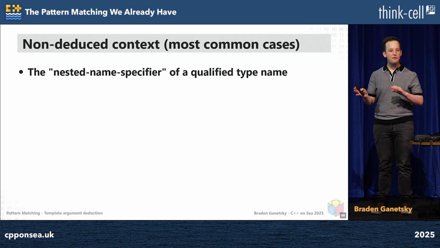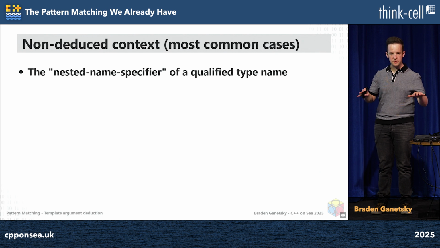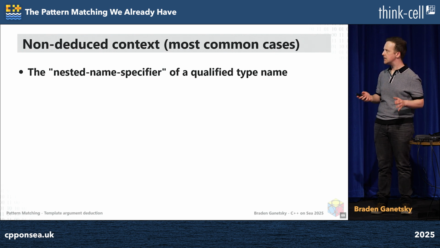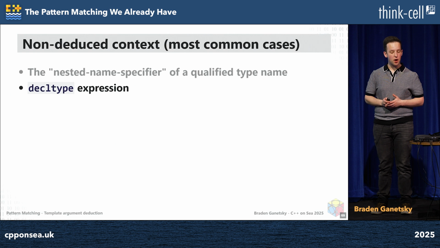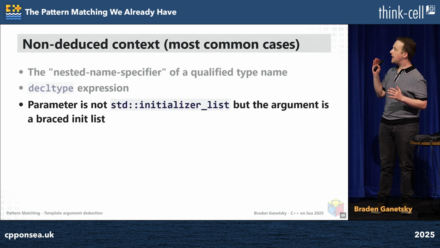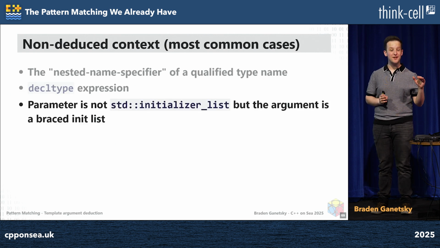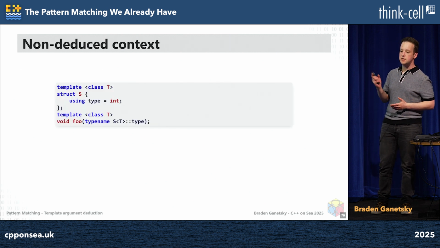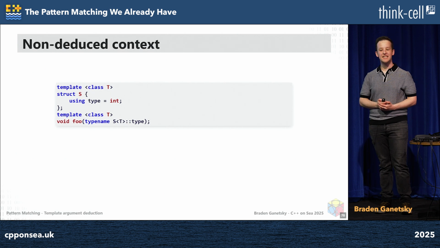The most common cases of non-deduced contexts are the nested name specifier of a qualified type name. What that means is everything to the left of the rightmost double colon. That is non-deduced in, I think, all cases. A decltype expression is non-deduced, and if the parameter is not a std::initializer_list, but the argument is a braced init list, then that's also non-deduced. I'll show an example of all 3 of these. So first, here's the non-deduced context of a nested name specifier.